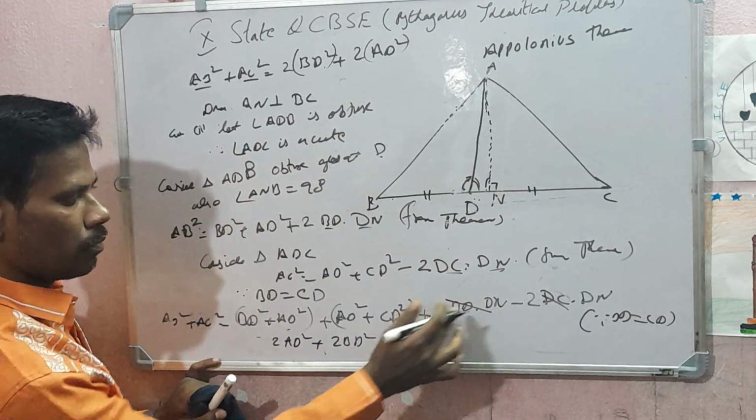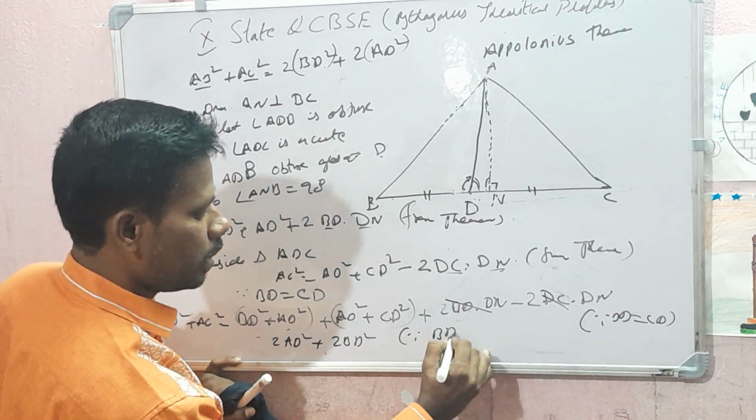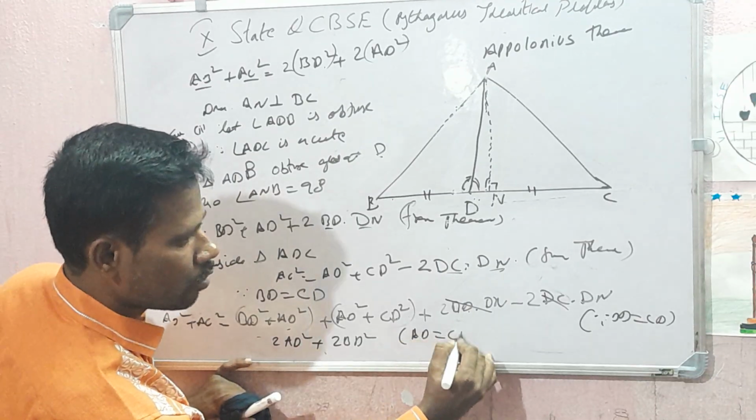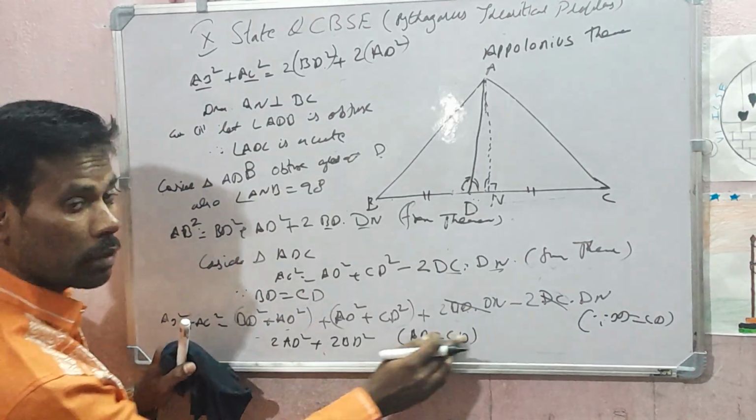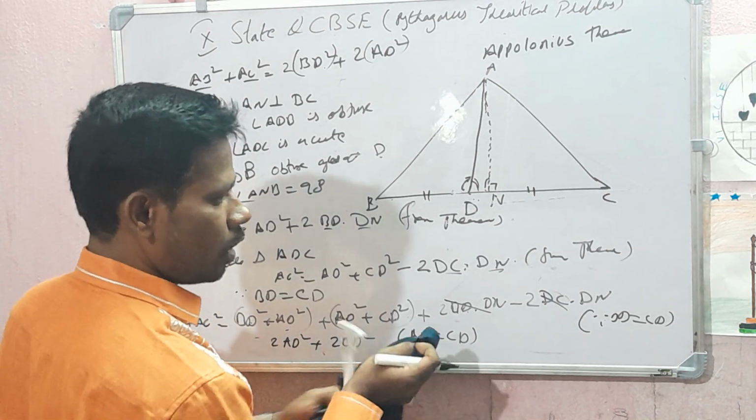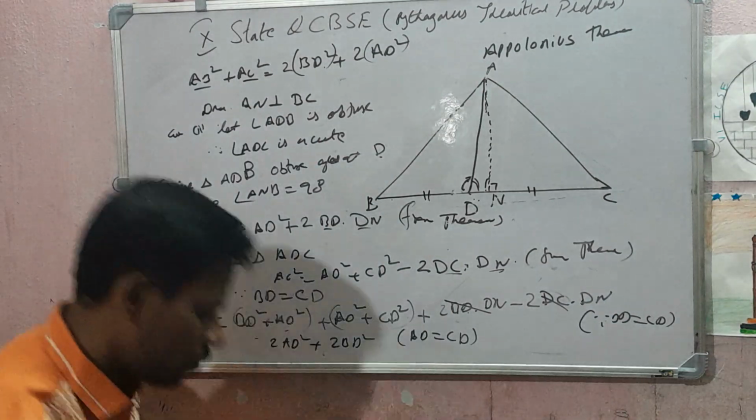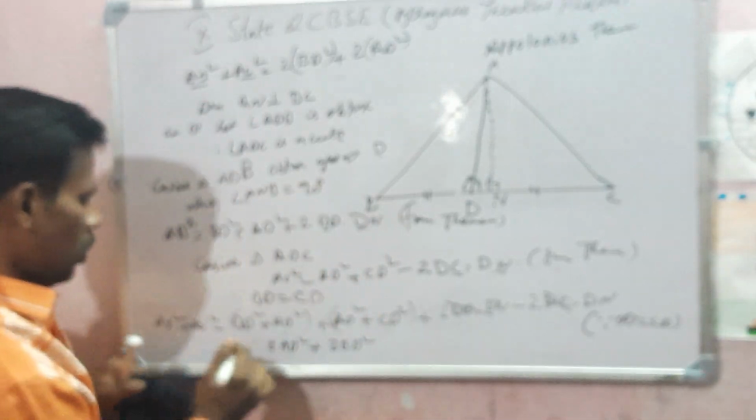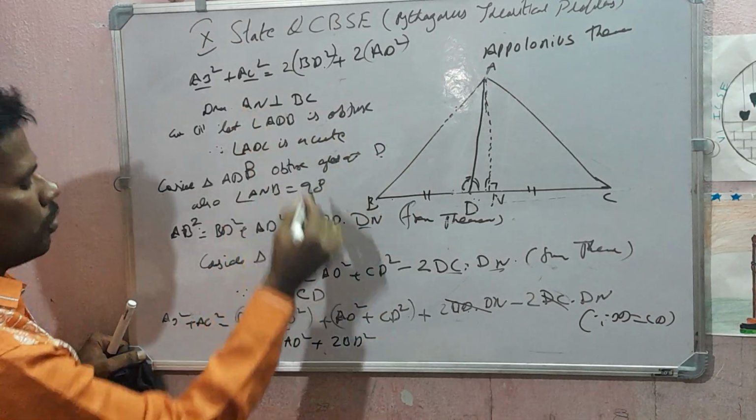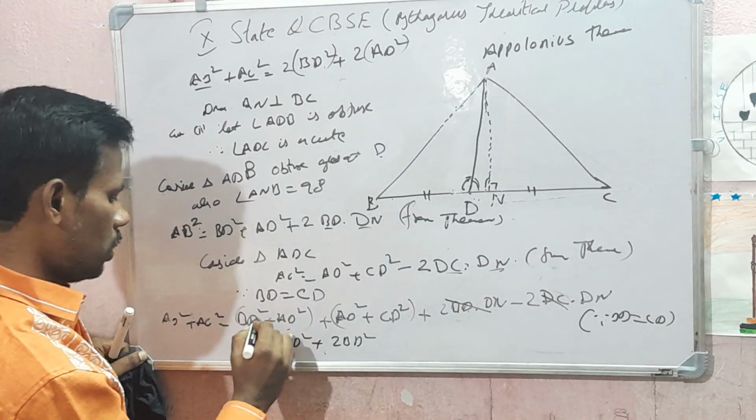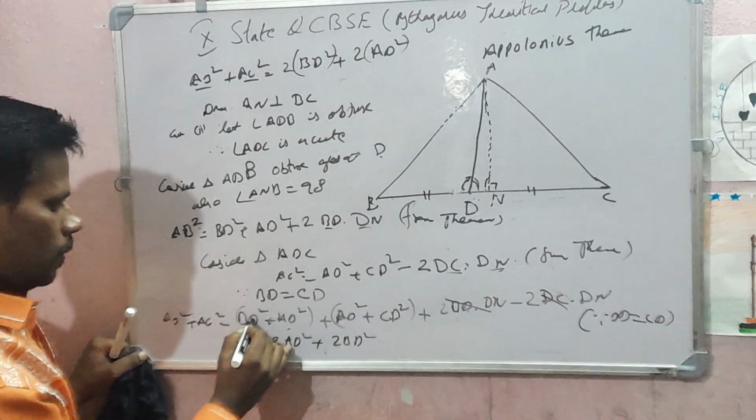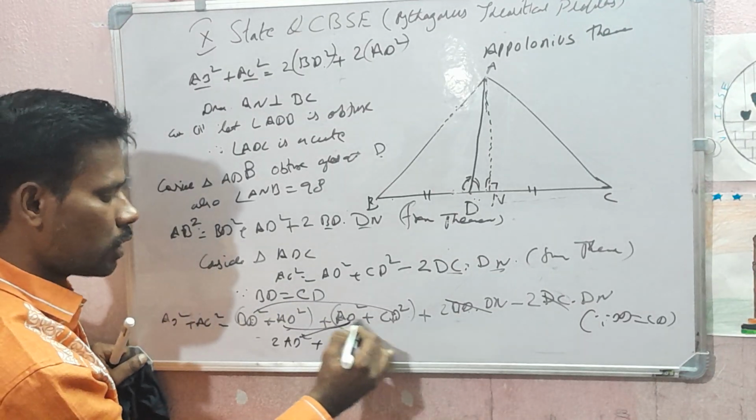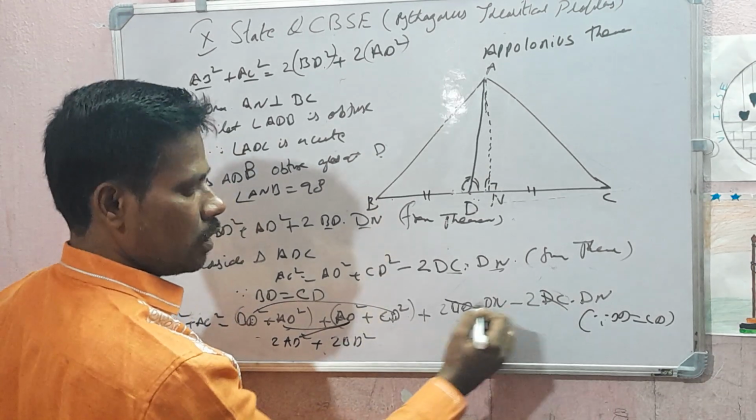So there ends the problem. Since BD is equal to CD, already we have written BD is equal to CD. So AB square plus AC square is equal to twice AD square plus twice BD square, because BD and CD are both the same. Here we have written, these two will get cancelled.